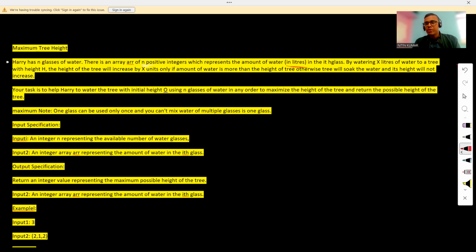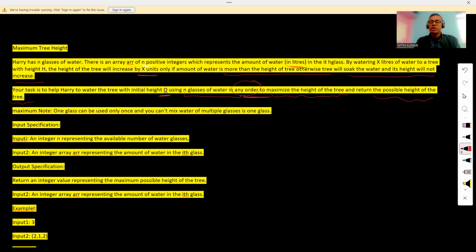Now, by watering X liters of water to a tree of height H, the height of the tree will increase by X units only if the water is more than the height of the tree. Otherwise, it will soak the water and the height will not increase. This is the case that we have to look for. Now, our task is to help Harry water the tree with initial height 0 using n glasses of water in any order to maximize the height of the tree and return the possible height of the tree.